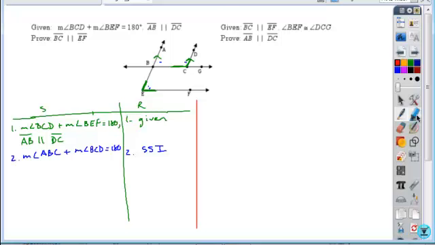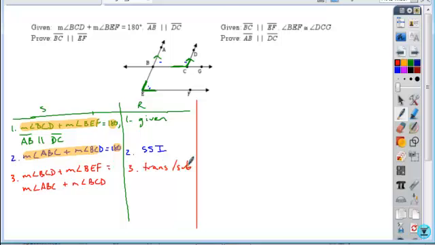So right now what we do see is we have two things, this whole expression and this whole expression. They're equal to the same thing, therefore what do we know about them? They're equal to each other. So we could say measure of angle BCD plus angle BEF is equal to measure of angle ABC plus measure of angle BCD. And we know that because of what? Two things equal to the same thing are equal to each other. Transitive property or substitution.